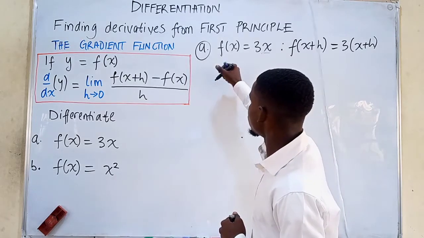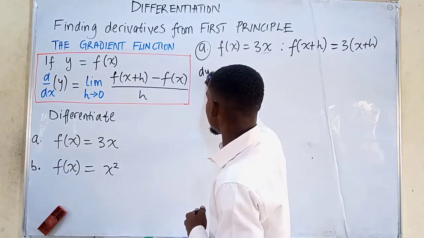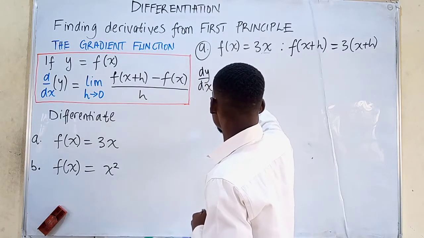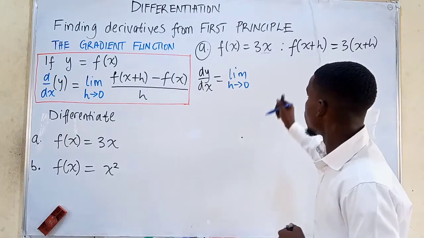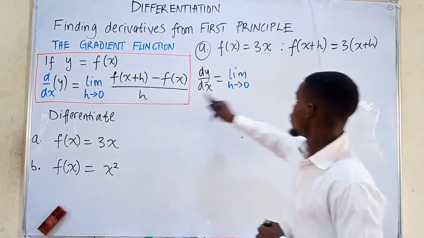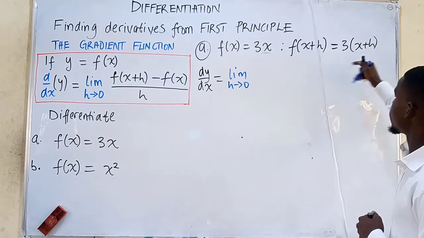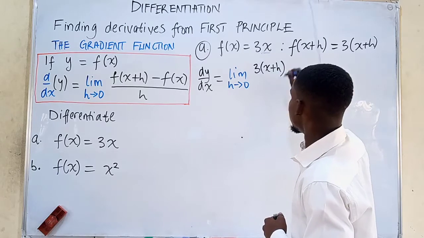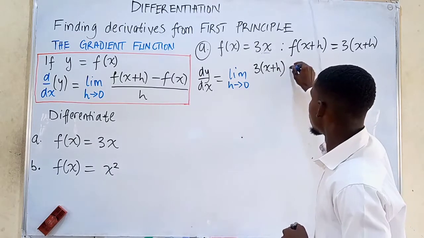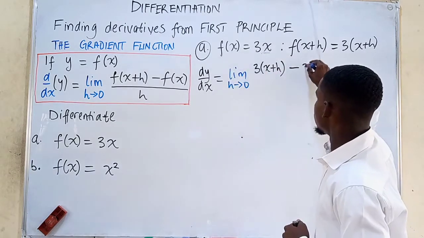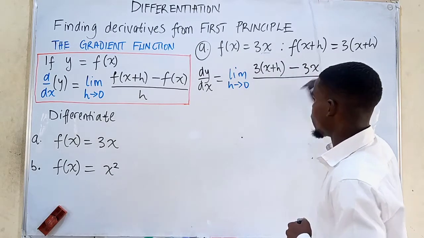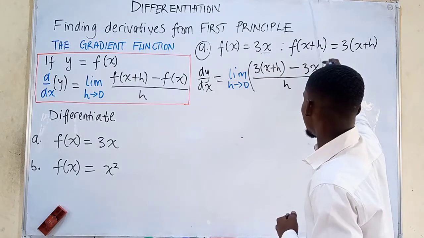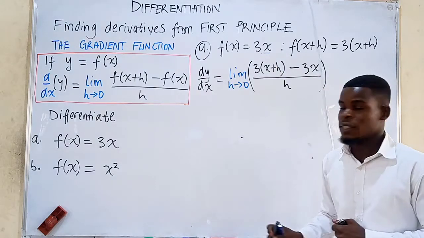So the derivative of this function, which I can write as dy/dx, will be the limit as h tends to 0 of f of x plus h, which is given to be 3 times x plus h, then minus f of x. f of x here is just 3x. Then we divide everything by h, so we put down the h at the bottom. Good. Let's simplify these things a little bit.